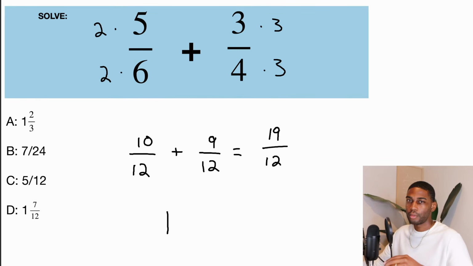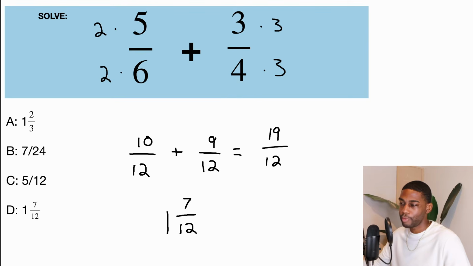So from 12 to 19, what is the difference between 12 and 19, right? 13, 14, 15, 16, 17, 18, 19. Isn't it 7? 19 minus 12 is 7 as a remainder. That is correct. And then the denominator of 12 stays the same. So this is called a mixed number. 1 and 7/12 is the same value as 19 over 12. However, it's not an improper fraction.